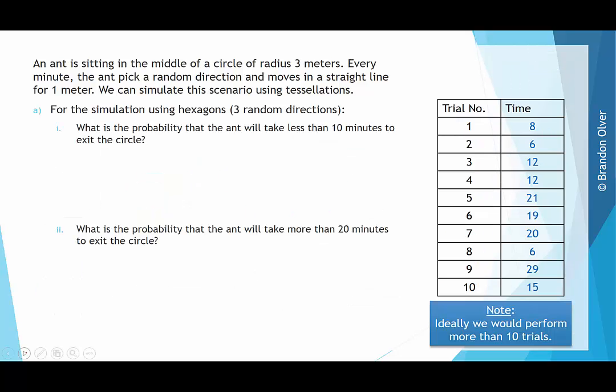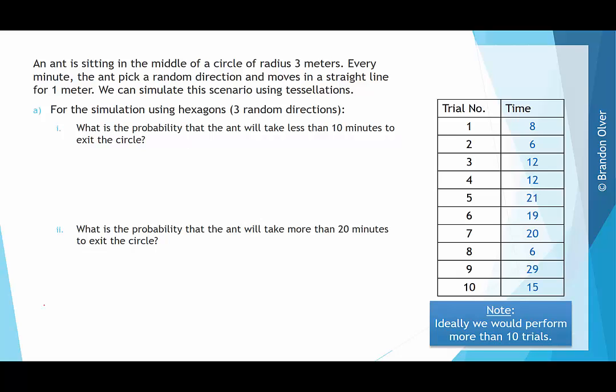The simulation was run a few more times, and we've got 10 trials here. An important note is, ideally we'd perform more than 10 trials, but we're keeping it simple for this instruction. Our first question asks, for the simulation using hexagons, what is the probability that the ant will take less than 10 minutes to exit the circle?